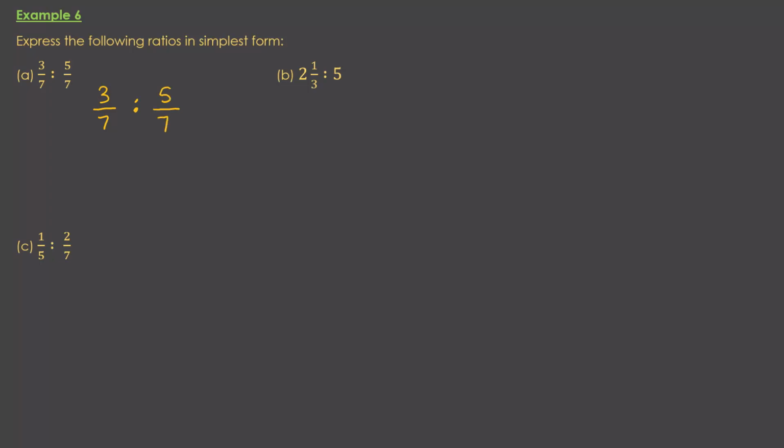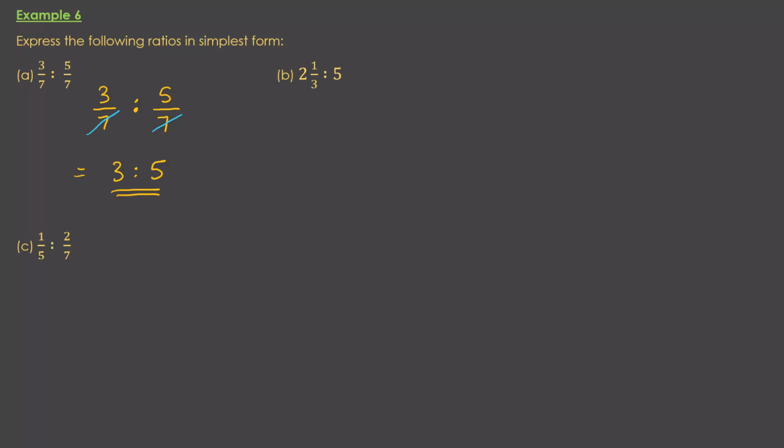The reason being that the denominator is 7 on both sides of the ratio. So effectively what we can do is multiply both sides by 7, which will get rid of the denominator. And so this one just becomes 3 to 5.